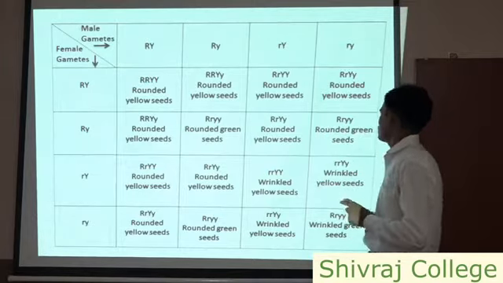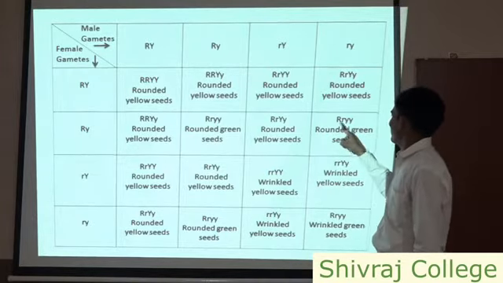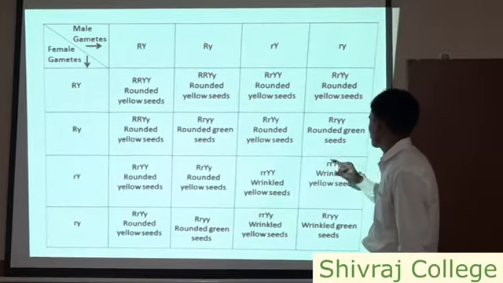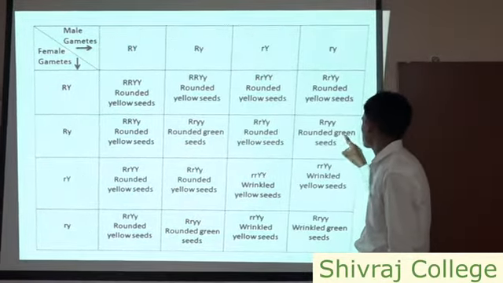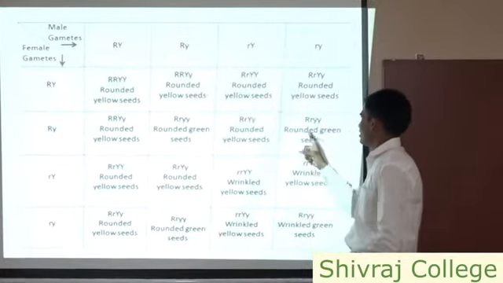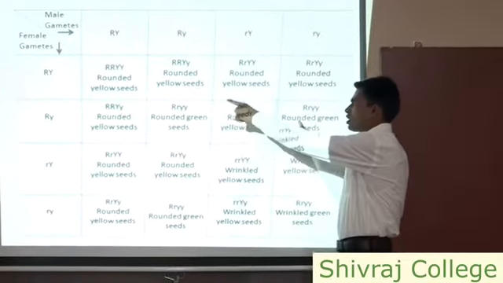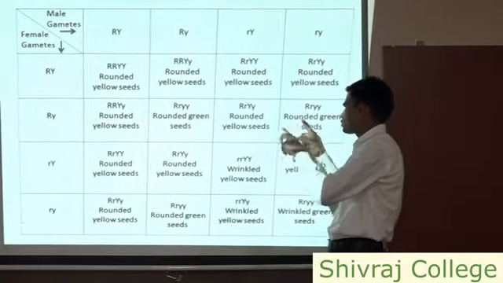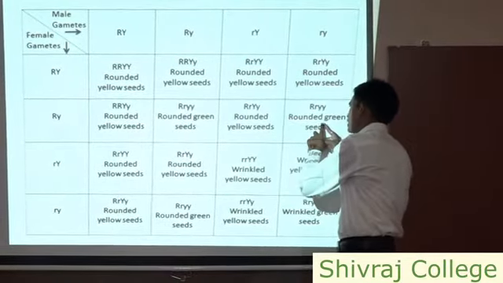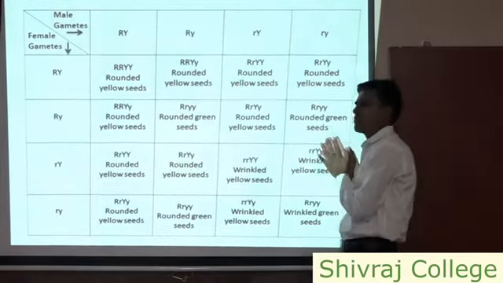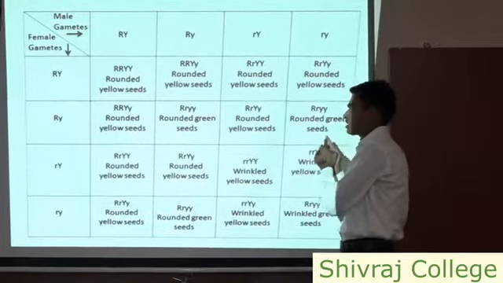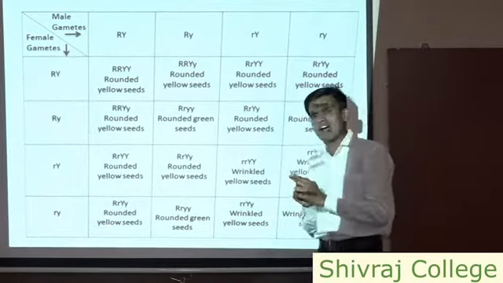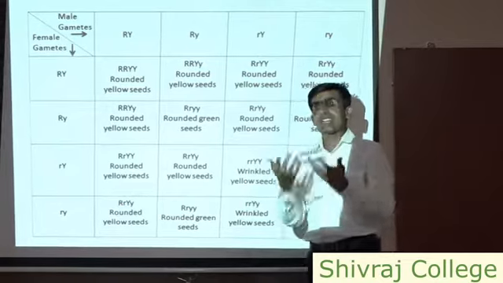The first is round green. Here, capital R, small r stands for round shape and small y stands for green. Round seeded yellow colored plants were crossed with wrinkle shaped green colored plants, but round and green is a new combination, that is a recombination. So these are the recombinant plants found in the second generation.